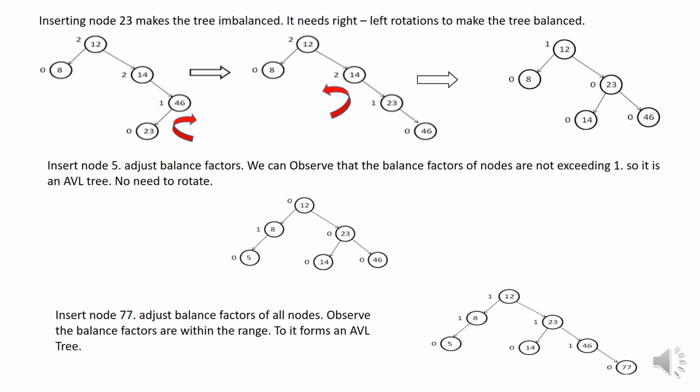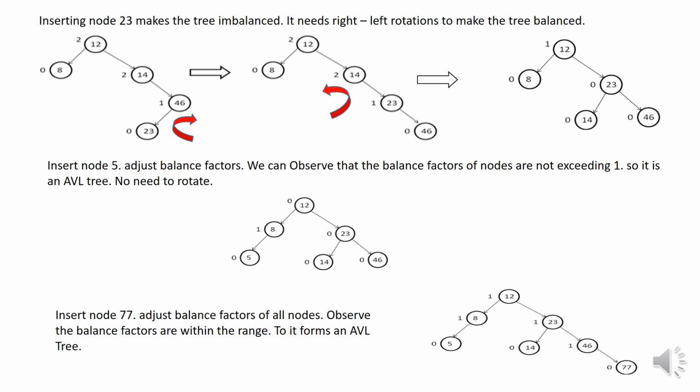Now add node 23. Adjust balance factors. We can observe that the balance factors of node 14 and node 12 are 2. Here we need to perform right-left rotations to make this tree height balanced as shown in the figure. Then insert node 5. After inserting node 5, the balance factors are again readjusted. We can observe that the tree is balanced as balance factors are not exceeding 1. No rotations are needed as it is already a height balanced binary search tree.